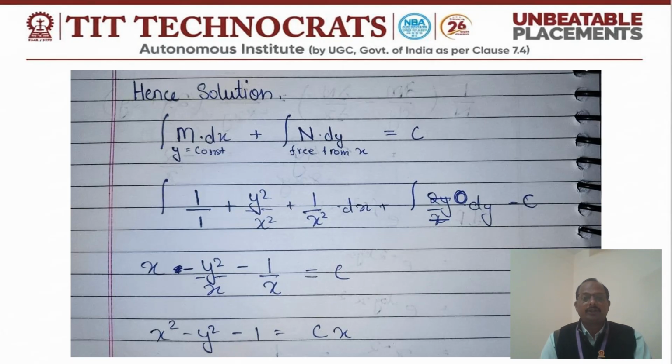Once the equation is exact, again apply the formula: integration of M dx with y constant, and integration of those N terms free from x. You can see in place of N there is 0. Why is it 0? Because there are no terms free from x. Clear? Symbolically it is written here 2y/x, but we cannot take 2y/x because this term has x. So you have to take only the terms in N which are free from x. In this way we get the solution x² − y² − 1 = cx.